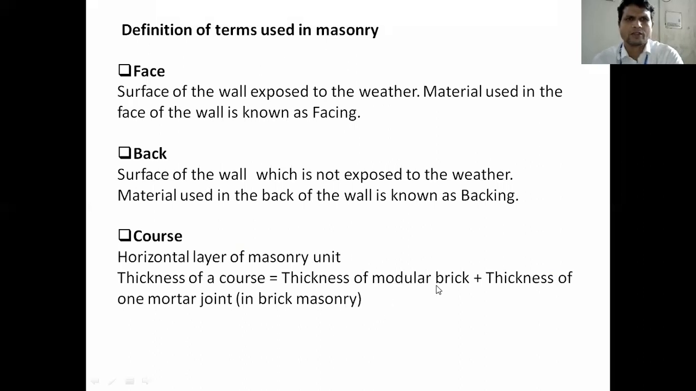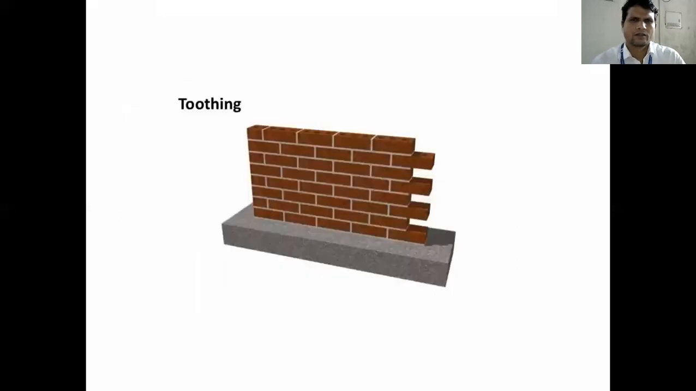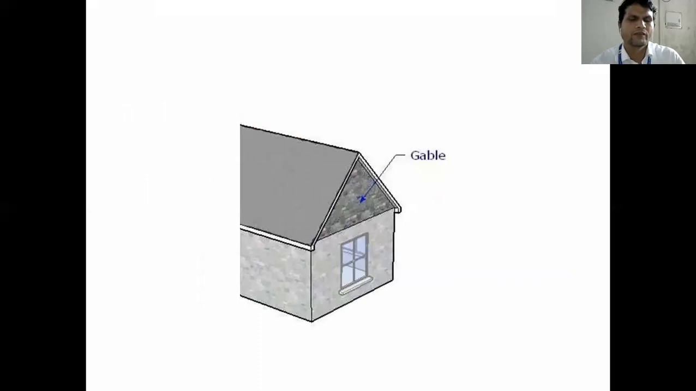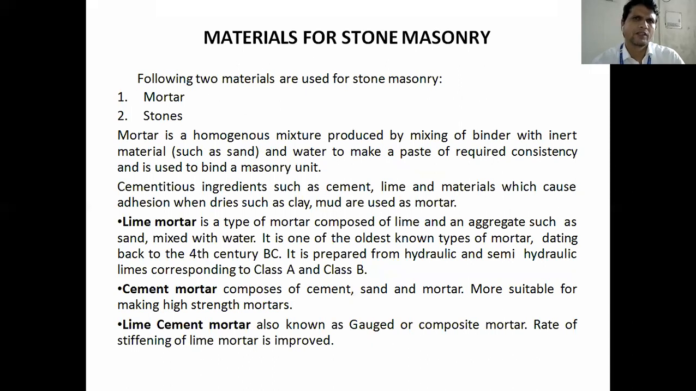Then the course. The horizontal layer of masonry units is called a course. The thickness of a course depends upon the thickness of the brick. Course means the layer. This is the diagram of brick masonry. Here we see that bricks are arranged and bonded with the help of mortar. This is the gable end. In gable ends also we use brick masonry or stone masonry.